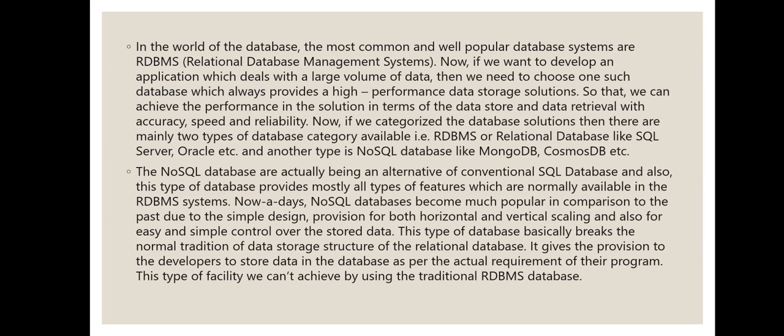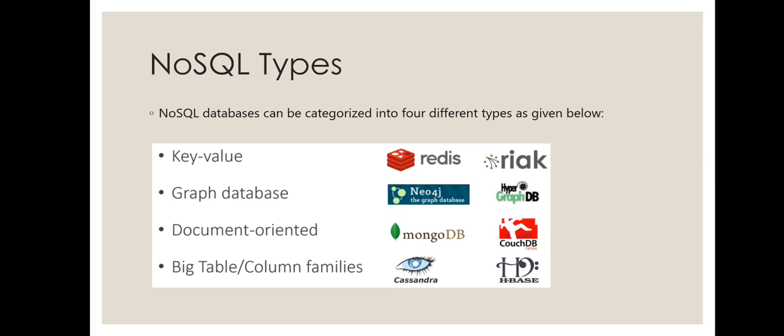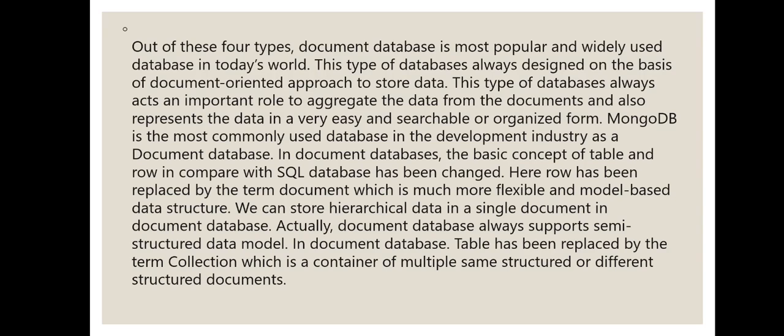This type of database breaks the normal tradition of the data storage structure of relational databases. It gives developers the provision to store data in the database as per the actual requirements of their program. This facility we cannot achieve by using the traditional RDBMS database. NoSQL types: NoSQL databases can be categorized into four different types as given below. Key value, graph database, document oriented, and big table or column families. Out of these four types, the document database is the most popular and widely used database in today's world.